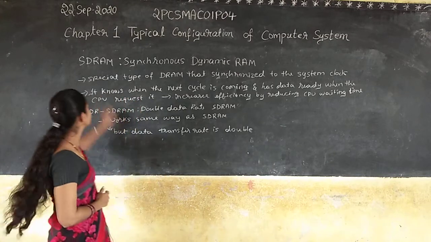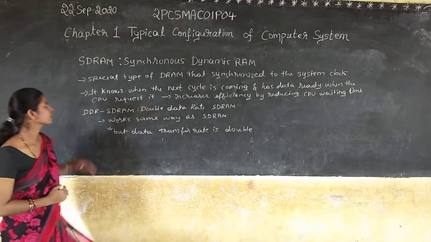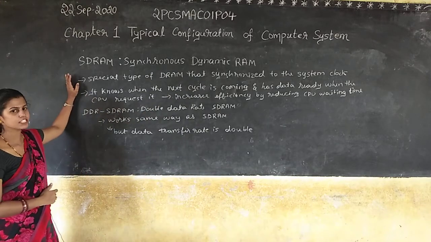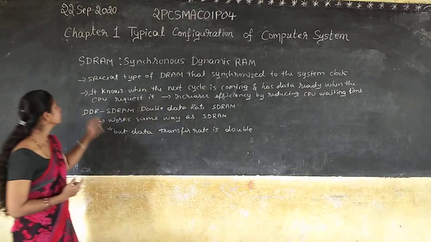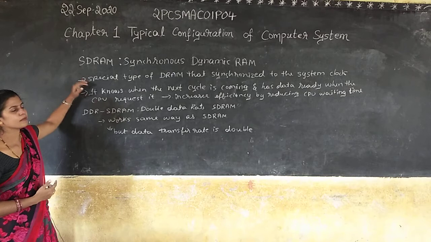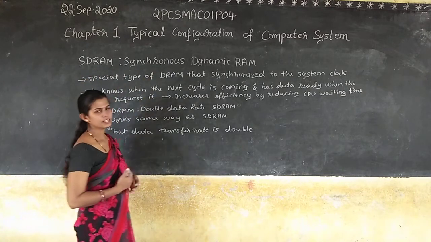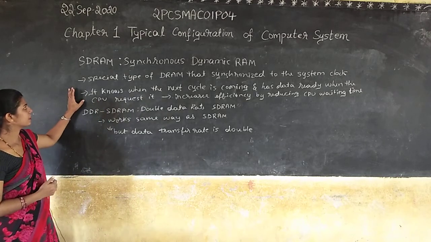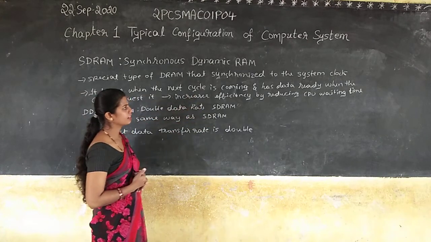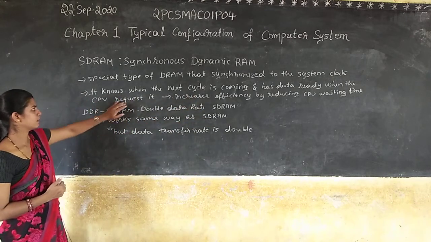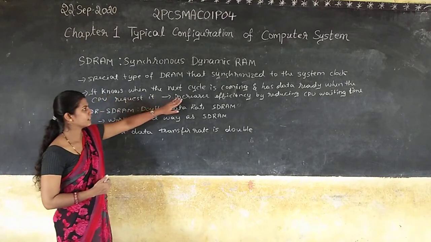Next type of RAM is SDRAM. SDRAM stands for synchronous dynamic RAM. It is a special type of DRAM that is synchronized to the system clock. The special thing is it knows when the next cycle is coming and has data ready when the CPU requests it.